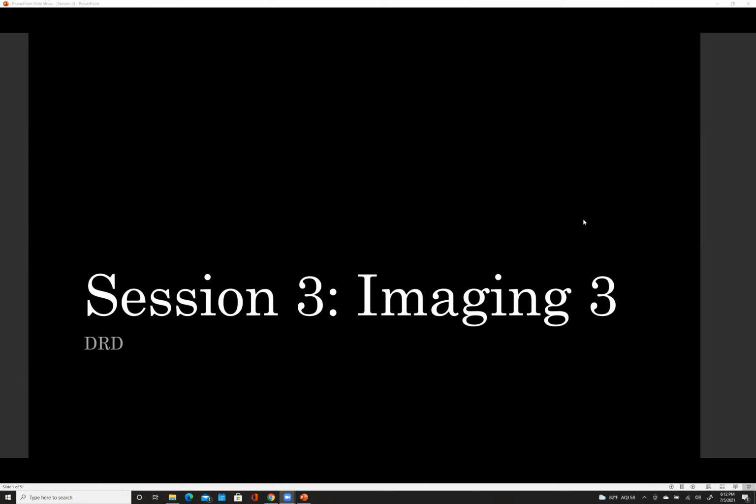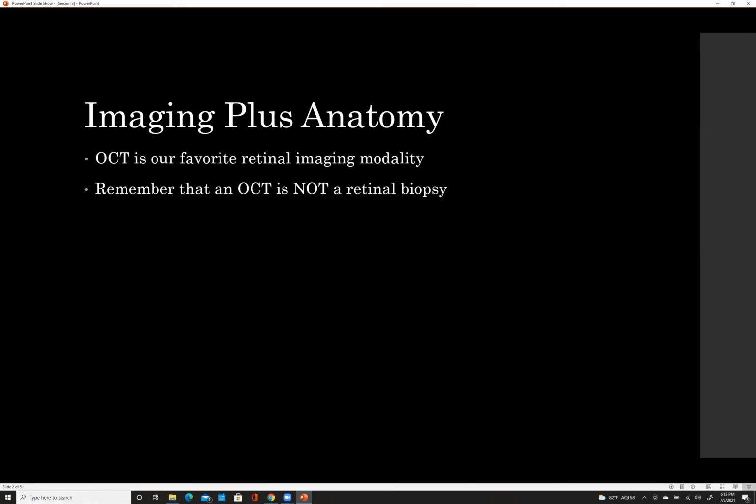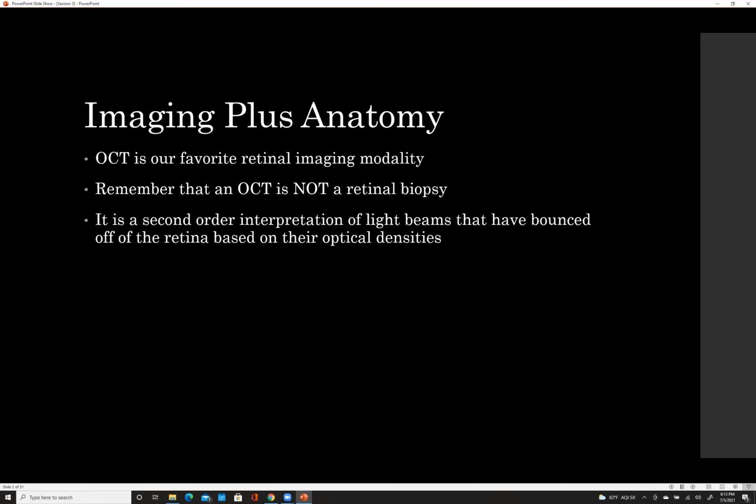Let me just click here. Let me do this again. Okay, so remember what I was talking about. I just like to reiterate that imaging and anatomy are not the same thing. It's imaging plus anatomy. And OCT is our favorite imaging modality. And remember that OCT is not a retinal biopsy. It's, again, a second-order interpretation of light and reflectance patterns based on differing optical densities and optical properties.